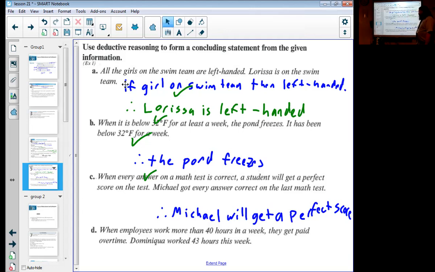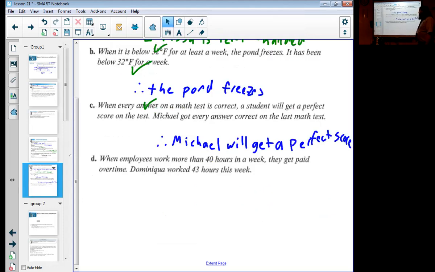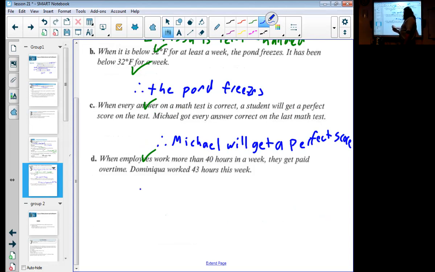When employees work more than 40 hours in a week. So if an employee works more than 40 hours in a week, then they get paid overtime. Dominica worked 43 hours this week. Our if is true. Our hypothesis is true. Therefore, our conclusion is true. Dominica gets paid overtime.